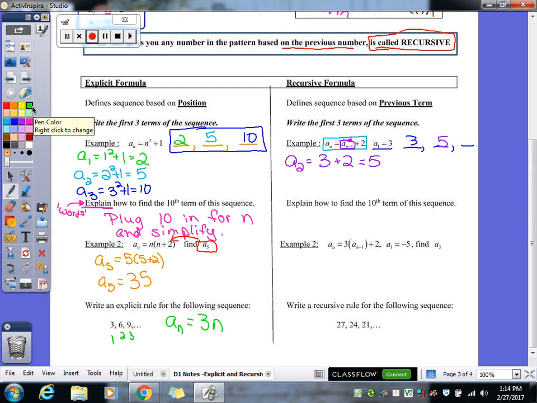So now to find our third term, again, I need my previous term, which would be the 5. I'm looking at my third term. My previous term would be the second one. And then I have to add 2 to it. So what is our third term? 7. So 3, 5, 7, those would be our first 3 terms.